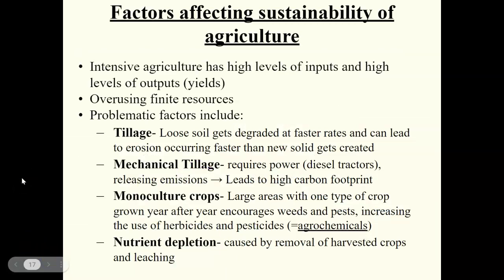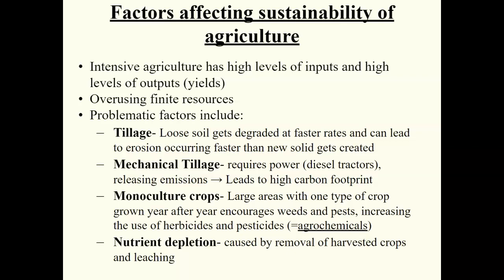Agriculture also has many factors that affect its sustainability, especially intensive agriculture. Intensive agriculture means you're putting a lot of inputs and a lot of effort into your crops, because this ultimately will lead to high levels of outputs, high yields, and then that should lead to more food being harvested and more money for the farmer. The problem is we are overusing resources in this process that are finite.